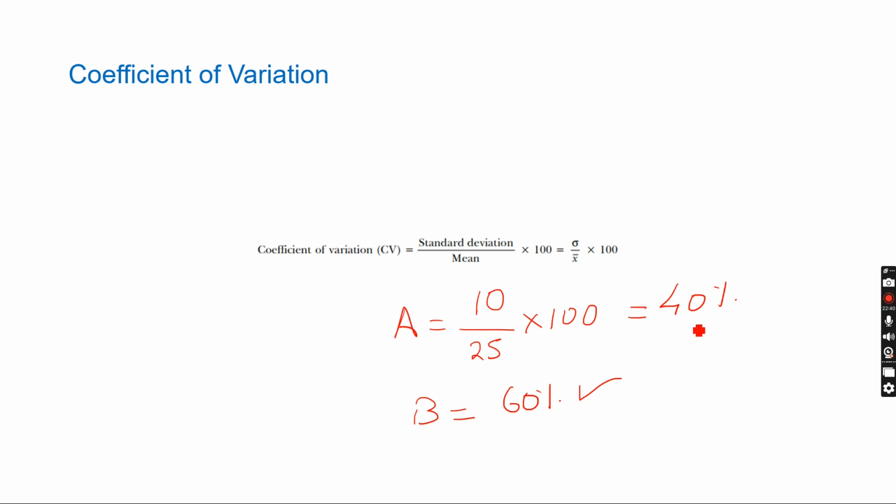So this completes the tutorial on dispersion. We have discussed variance, standard deviation, and coefficient of variation.